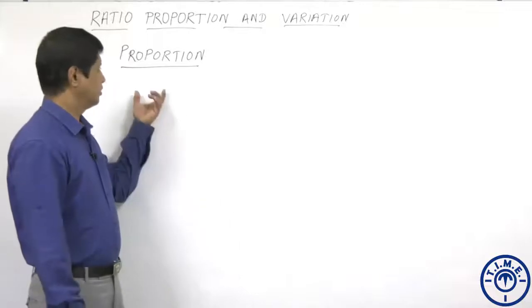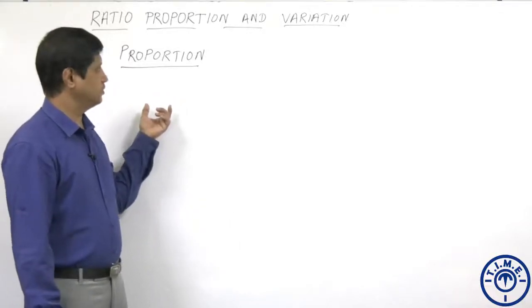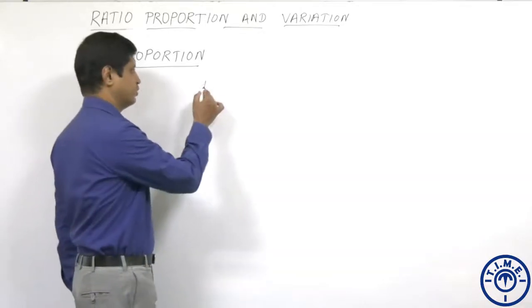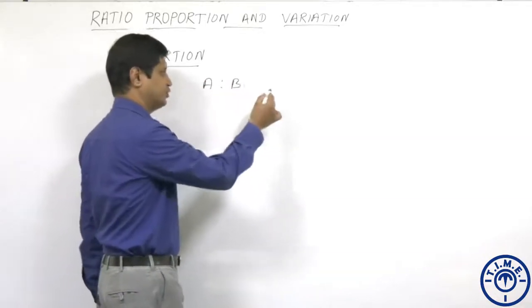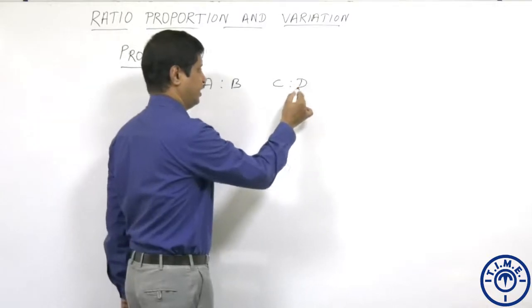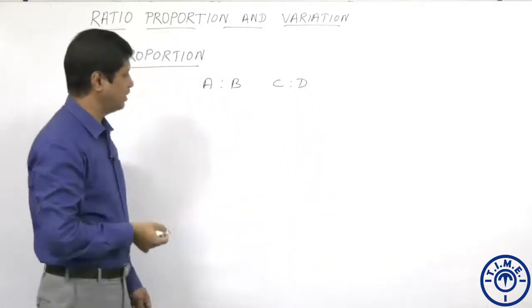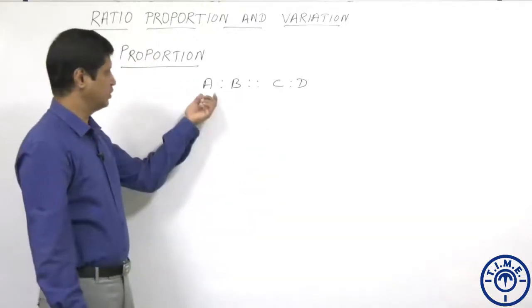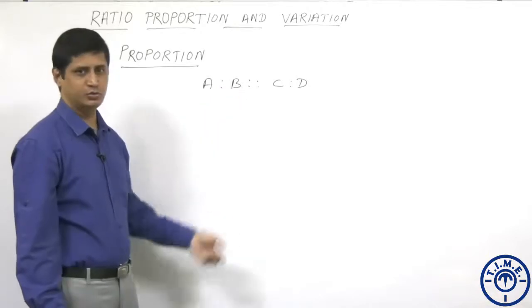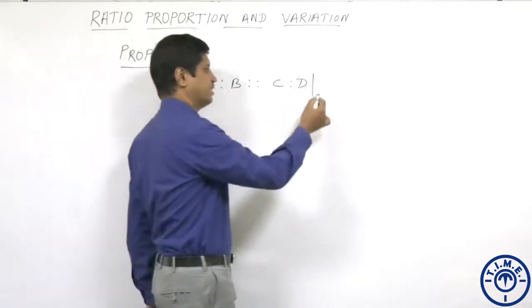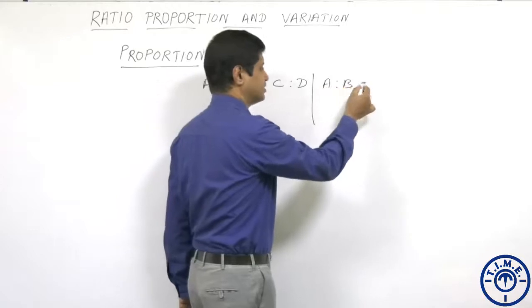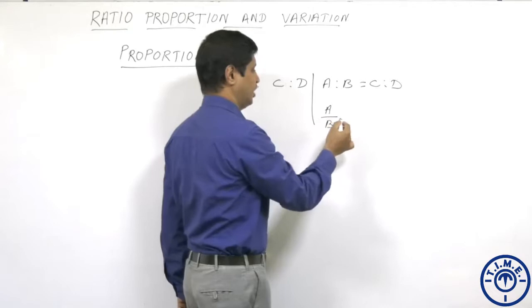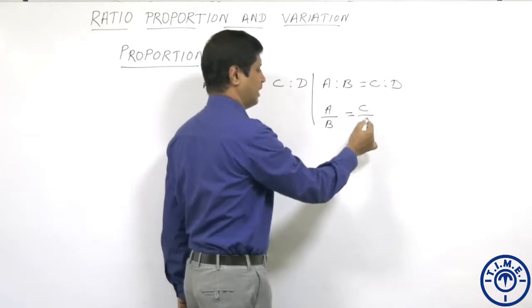Now let's start proportion. Proportion means equality of two ratios. Now I am discussing the two ratios A and B, that is the first ratio. The second one is C and D. Equality of two ratios means when you equate these two, it is called a proportion. We read it as A is to B as C is to D. Of course we can express the same thing as A is to B is equal to C is to D, or with A by B is equal to C by D.